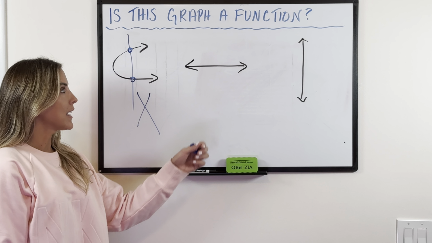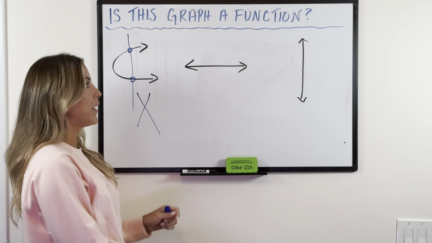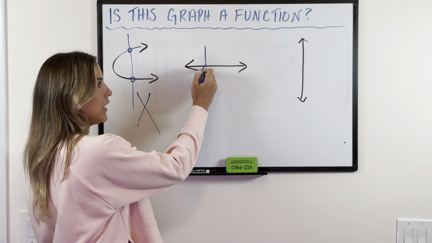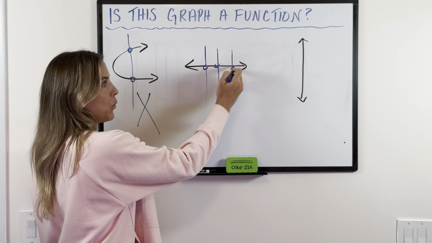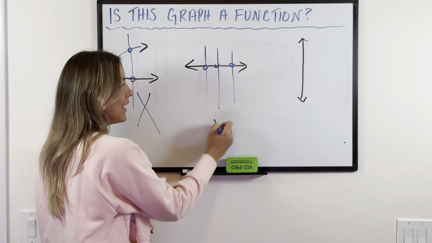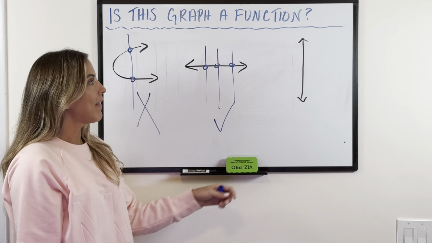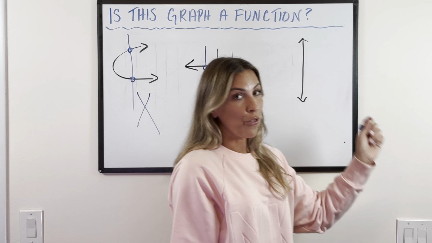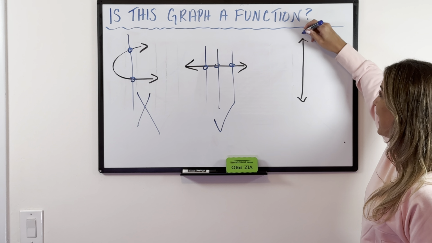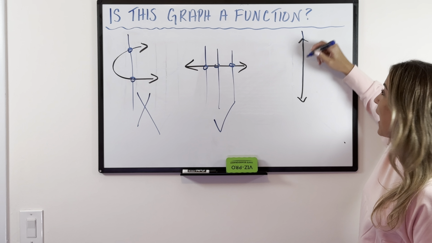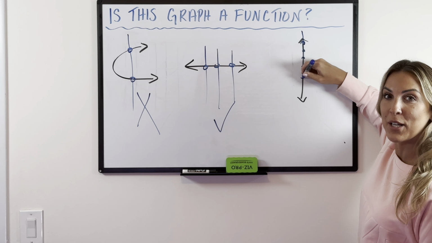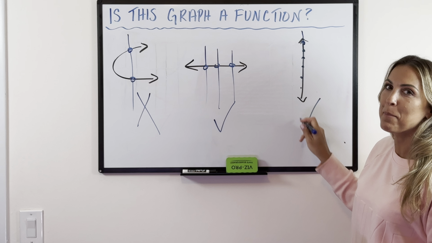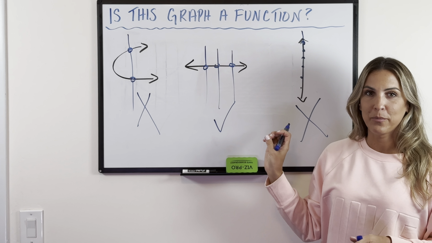My second example is a horizontal line. If I do the vertical line test on a horizontal line, it's always going to hit it just one time. So a horizontal line is indeed a function. And my last example is a vertical line. If I try to draw a vertical line through a vertical line, it's going to hit it infinitely many times, right? It's going to hit it at every single point. So this is absolutely not a function.